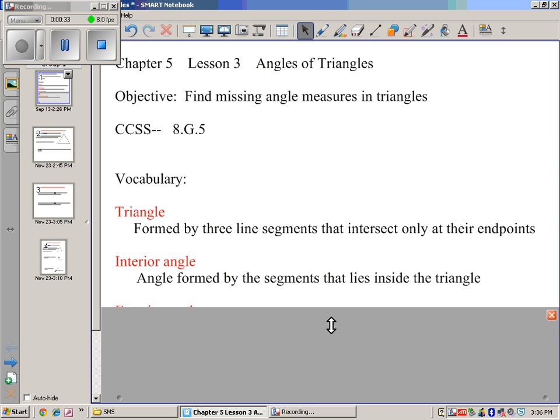Our next vocab word is interior angle. An angle formed by the segments that lies inside the triangle. What was that interior again? We talked about alternate interior angles. They lie inside the parallel lines. Interior angles lie inside the triangles.